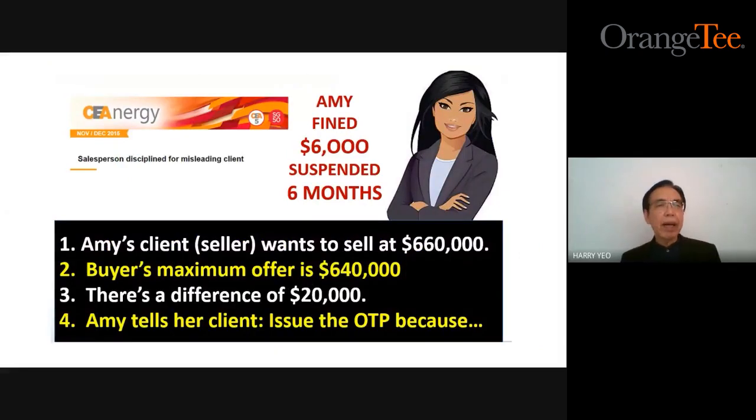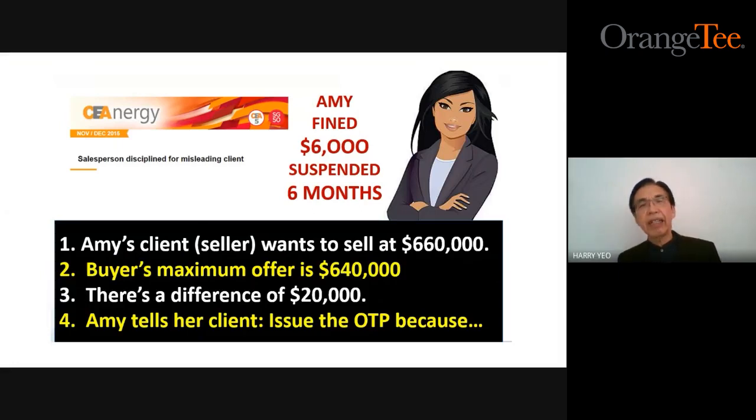All right, you look at the black box. Amy's client wants to sell at $660,000. Buyer said no. The maximum is $640,000. 660, 640. There is a difference of $20,000. So the deal cannot be closed.